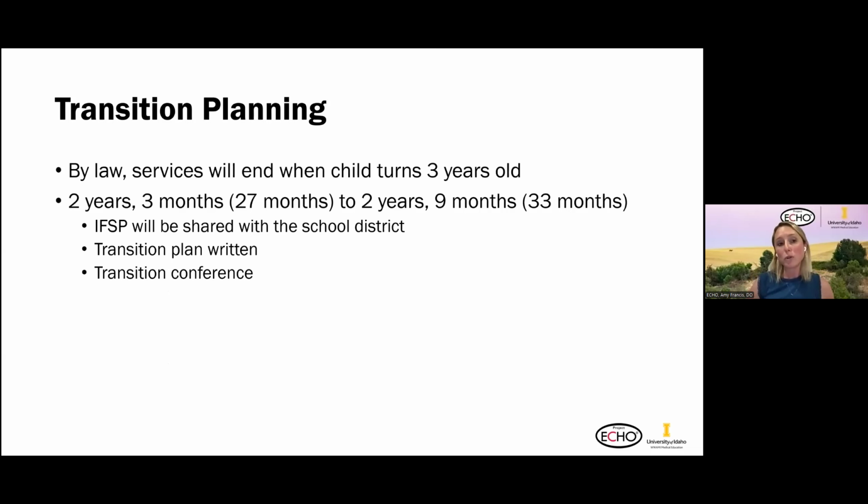Between the ages of 2 years and 3 months, so 27 months, and 2 years, 9 months, 33 months, the IFSP will be shared with the school district. We'll start that transition process, right? A transition plan will be written, and then they will have a conference to discuss the transition. It's really important for families to understand that this can start several months prior to their third birthday. You don't have to wait until the child turns 3 in order to start this process.